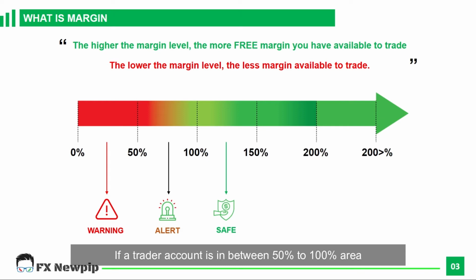If a trader's account is in between the 50 to 100% area, this is where a trader needs to be careful with their margin, because please don't forget, Forex is a high volatility market. Beyond the 100% area, or as you can see the green area, your account is safe. So remember, margin is like your gas tank meter. When it reaches red, you need to be careful with it.